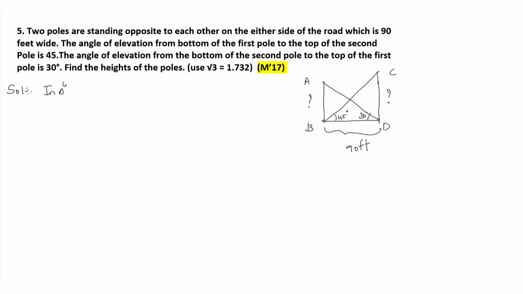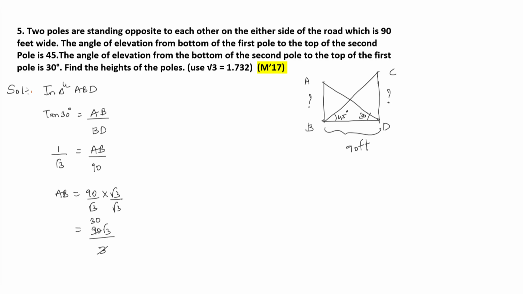In triangle ABD, tan 30 is equals to opposite, that is AB, by adjacent BD. Tan 30 is given as 1 by root 3 and AB is equals to AB, whereas BD is 90. AB is equals to 90 by root 3 into root 3 by root 3. Always remember, rationalize if there is denominator as root value. That is 90 root 3 by 3, we get 30 root 3.